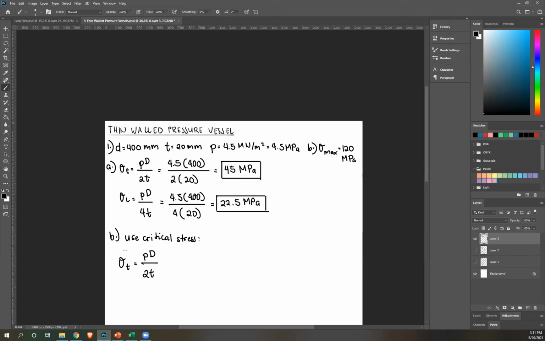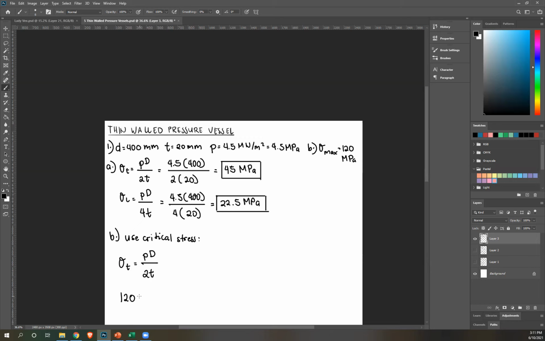Now, sigma T, that's the maximum stress that is allowed, and that's equal to 120. By the way, sigma T and sigma L are only different in terms of their placement. Sigma T is just along the sides, or rather along the circumference. Sigma L is along the length. So that's why they can both have this maximum 120 MPa.